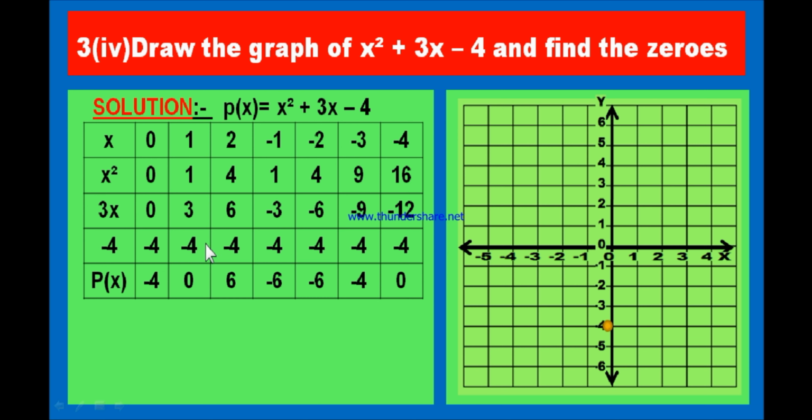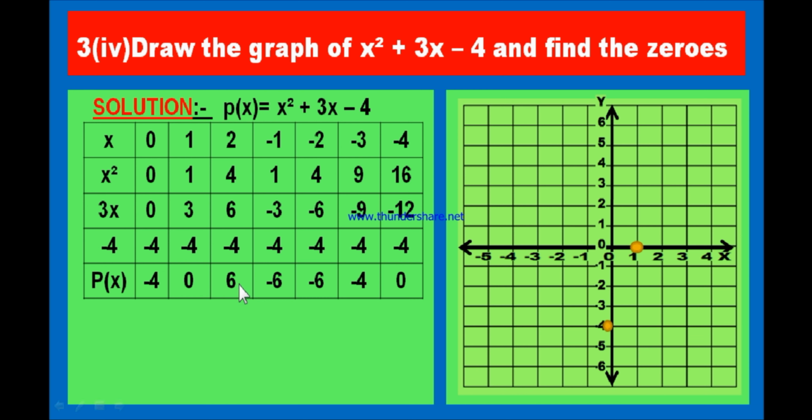The second point is 1, 0. x is 1, y is 0 means that the point lies on the x-axis. 1, 0 is this point. Here is the point 1, 0. Look at this. Very good. That is right.